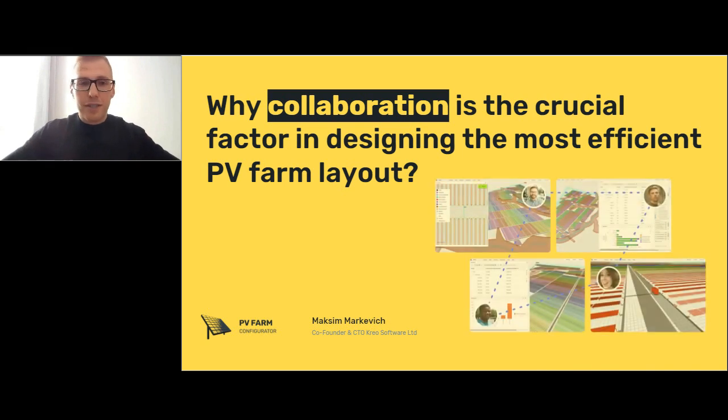So just a quick introduction. I came from industry. I was working as a structural engineer, CAD manager, BIM manager, and finally we organized a team and started to build software products for the AEC industry. One of our products is PV Farm Configurator. During this webinar, you will see some of the outputs and outcomes of the software. So I'll go straight to the next slide.